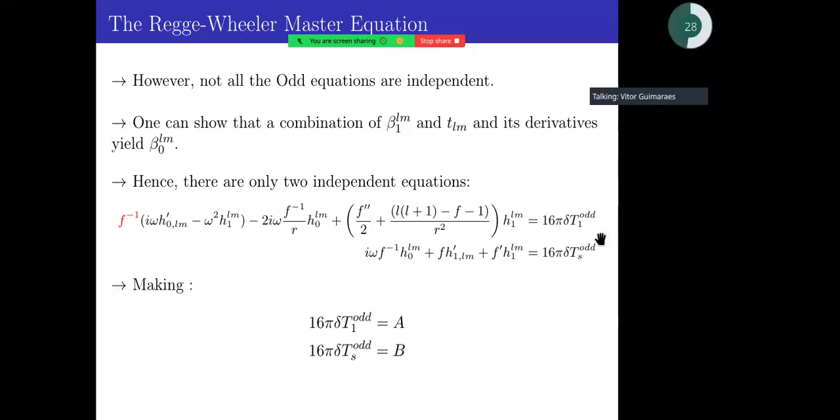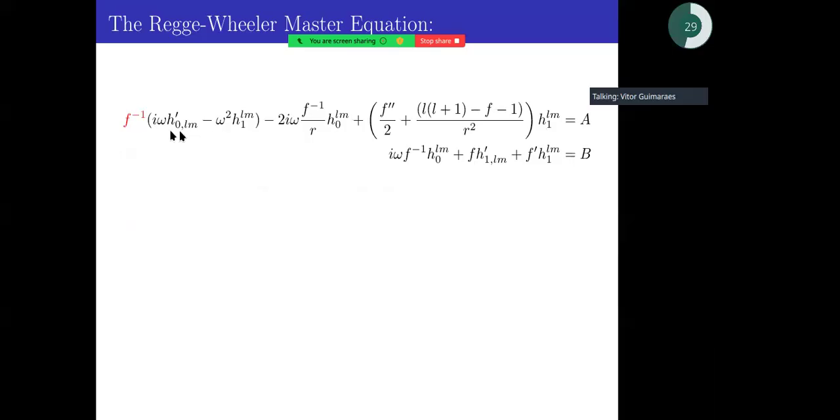We're going to try to turn these two equations into one equation and see what happens. So we set 16 pi delta T1, the odd perturbation of the energy momentum, equal to A, and the other one equal to B. This is what we get. We only relabeled so that it is easier to track, and we don't have a very confusing and bloated notation.